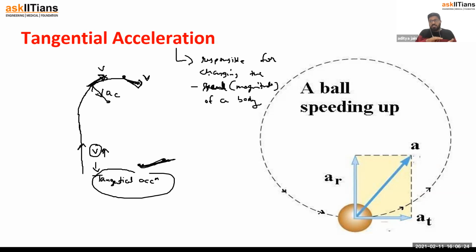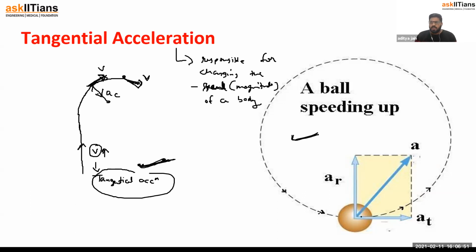So what is the basic difference between centripetal and tangential acceleration? Tangential acceleration changes the magnitude of velocity, that is speed, and centripetal acceleration changes the direction of velocity. So magnitude change is given by tangential acceleration, which is along the tangent, and direction change is given by the centripetal acceleration, which is towards the center. That's why it is also known as radial acceleration. Getting my point?